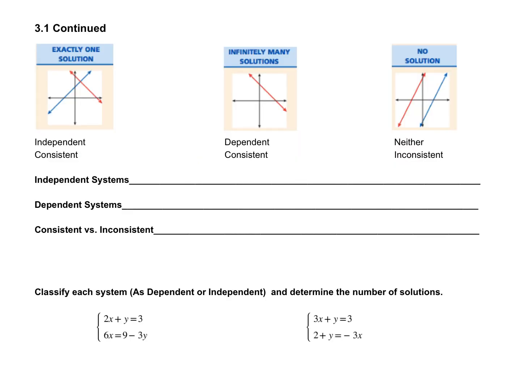All right, so the last thing we need to do today is talk about our systems and how many solutions they have, so we are classifying them. If a system is independent, usually meaning alone, that means an independent system only has one solution, or one intersection point.